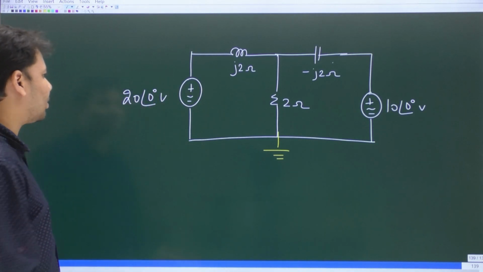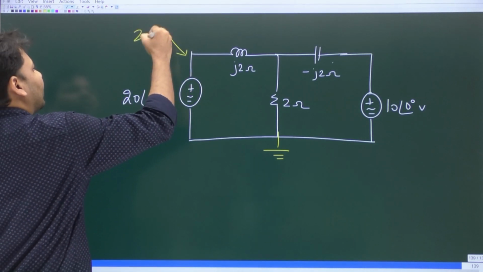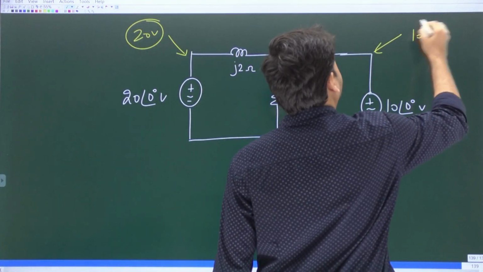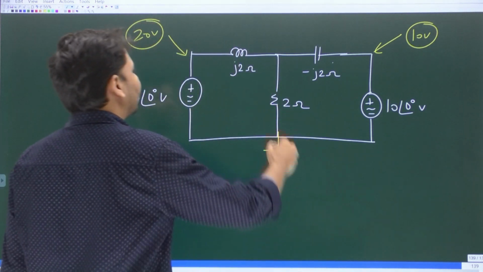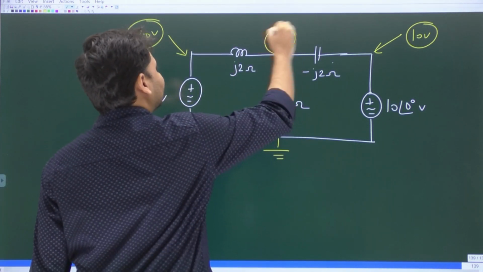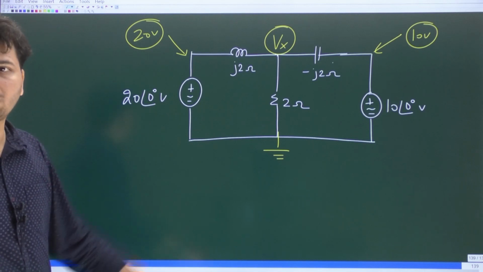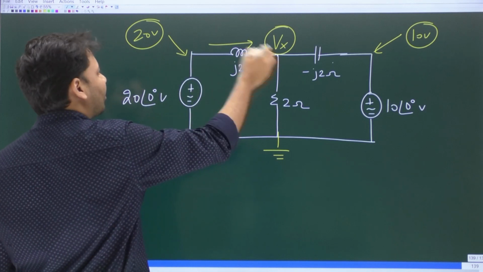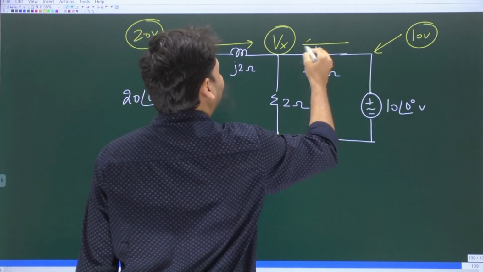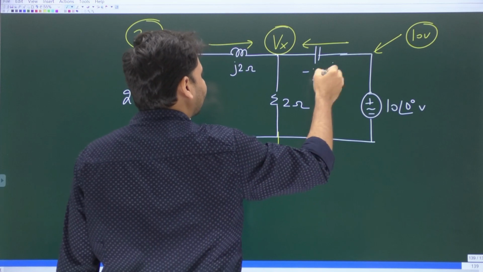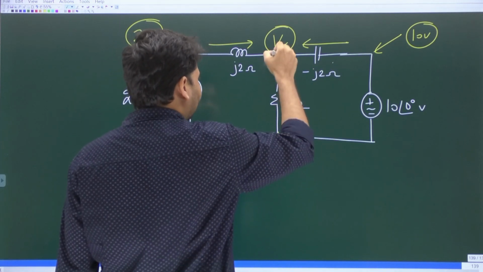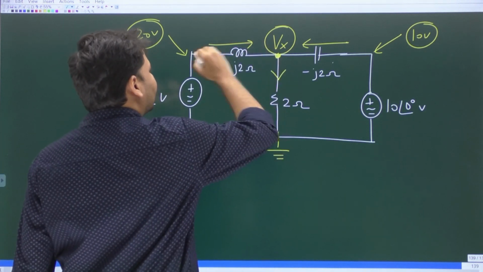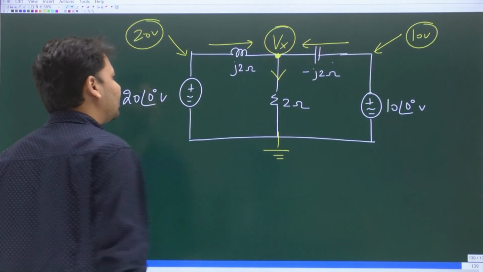Once you choose this node to be ground, what is the voltage at this point? 20 volts. What is the voltage at this point? It will be 10 volts. Let us assume the voltage at this point to be some Vx. Now what is this current? 20 minus Vx by j2. What is this current? 10 minus Vx by minus j2. What is this current? Vx minus 0 by 2. So clearly at this node, this current and this current both are entering, and this current is leaving.